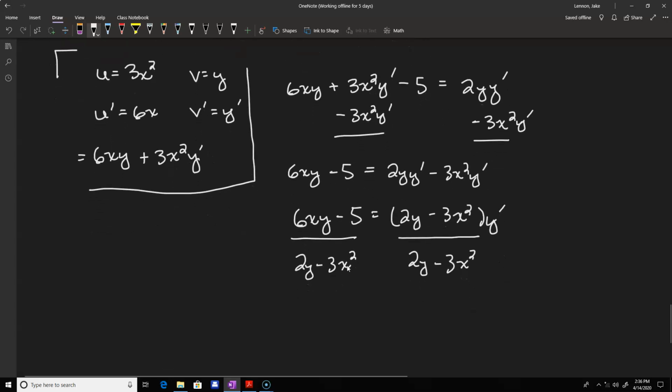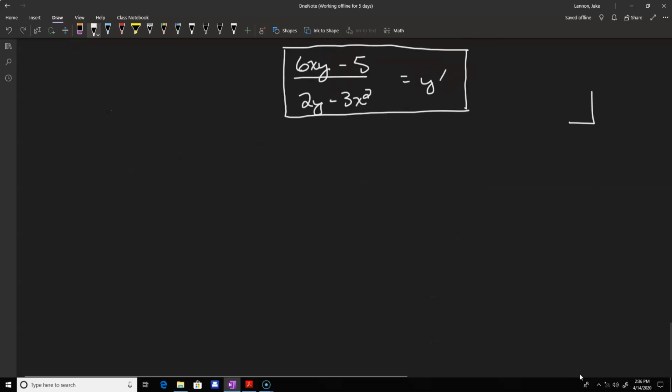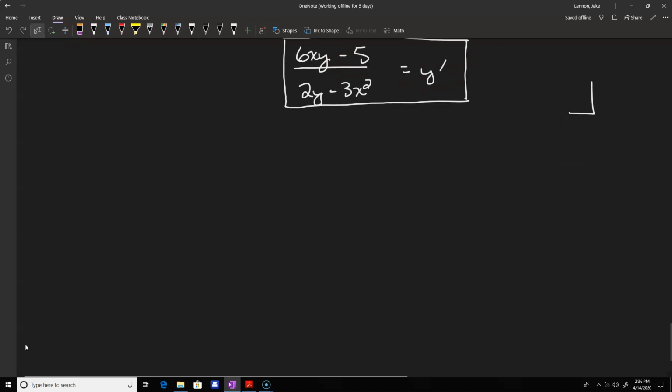So that's our answer. It looks pretty complicated, but again, we are not able to easily separate x and y in the problem, hence the need for the implicit differentiation. So this is our answer, 6xy minus 5 divided by 2y minus 3x squared. Okay, so let's continue with number 8, which is another implicit problem. Let me pause the video and write that down.